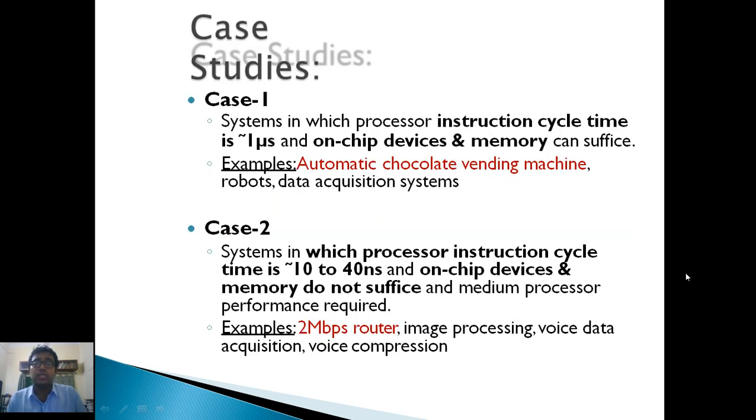Case studies. Case 1. A system in which the processor instruction cycle time is 1 microsecond and on-chip devices and memory can suffice. Automatic chocolate vending machine, robots, data acquisition system. Lesser speed is needed. Case 2. A system in which the processor instruction cycle time is 10 to 40 nanoseconds, on-chip devices and memory do not suffice, and medium processor performance is required: 2 Mbps router, image processing, voice data acquisition, voice compression, etc.